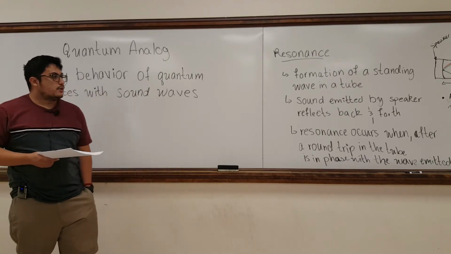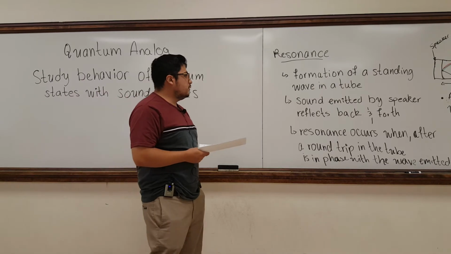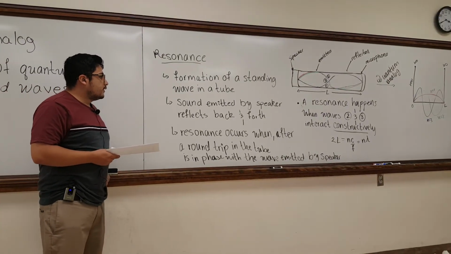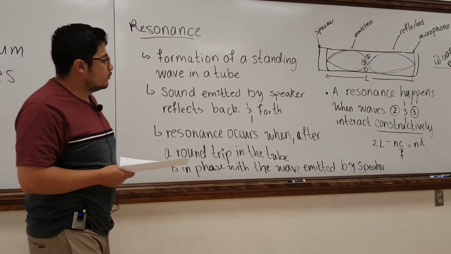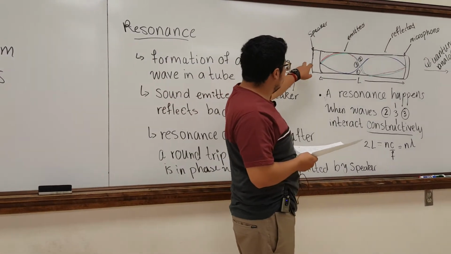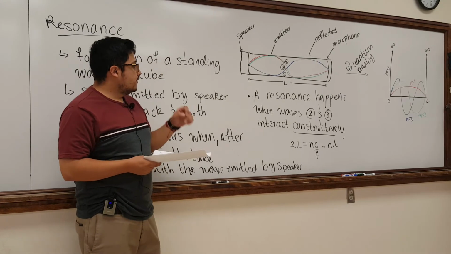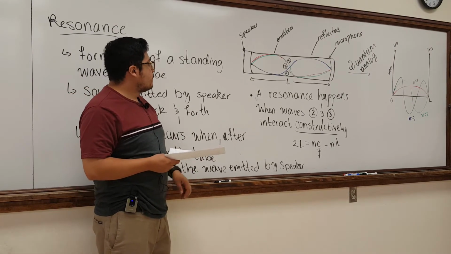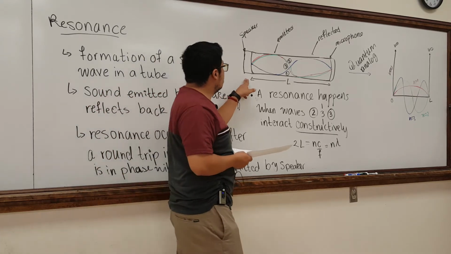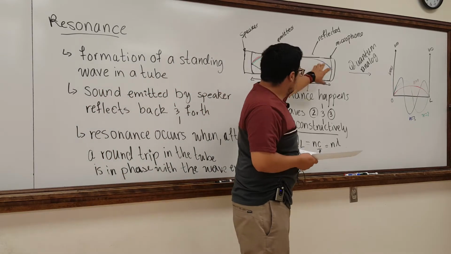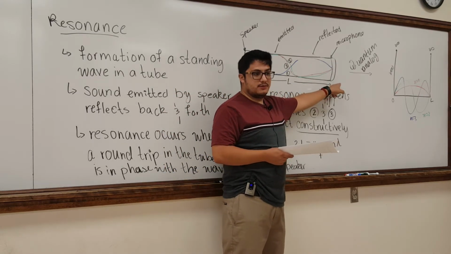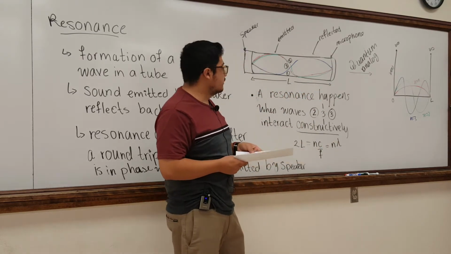Okay, so how does this experiment do it? Well, we talk about the formation of a standing wave. So the apparatus will work as follows. We have a speaker which is generating sound waves at a frequency f, let's call it. And we have a tube of length L, and at the end of it we have a microphone. So that's how we're going to record the signal.